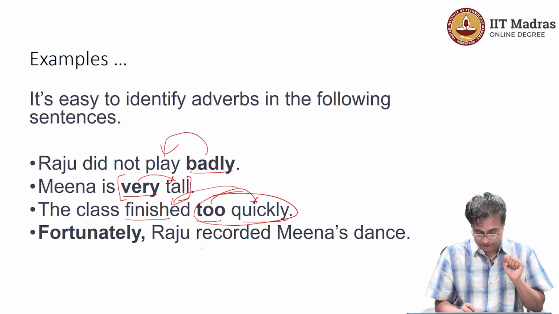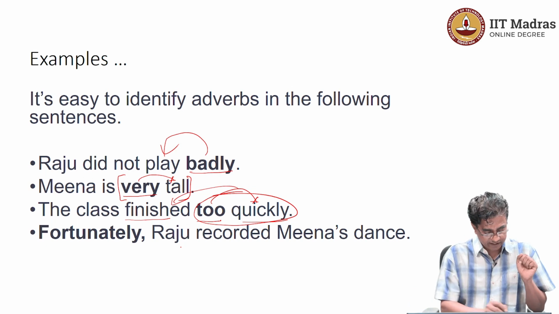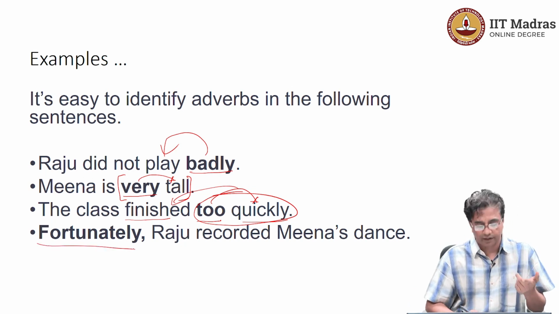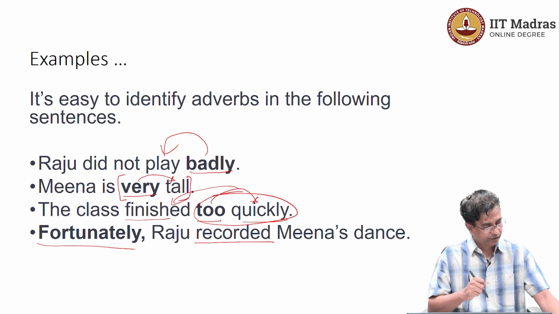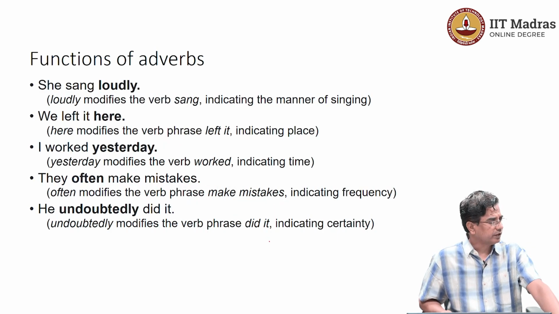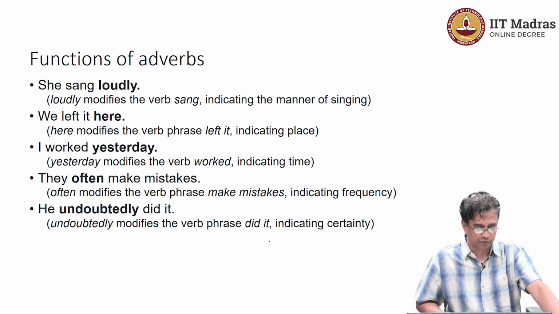Fortunately, Raju recorded Meena's dance. So here fortunately is an adverb, and what is it talking about? The whole sentence, not just recording. So we can look at all kinds of sentences one more time.